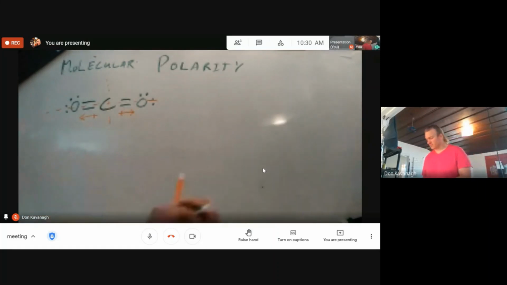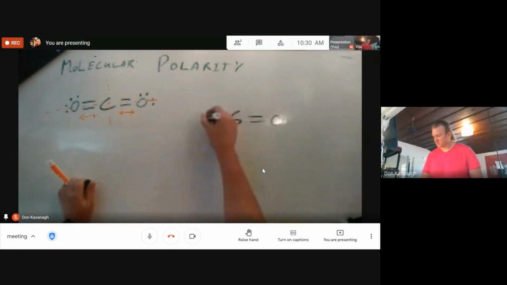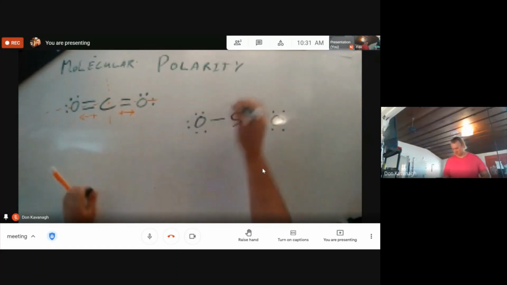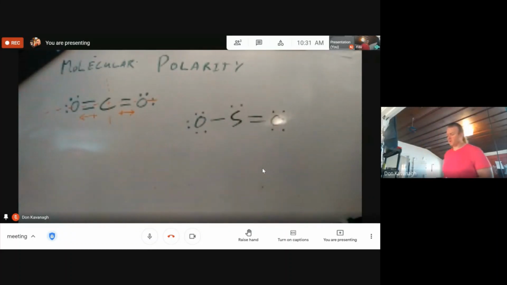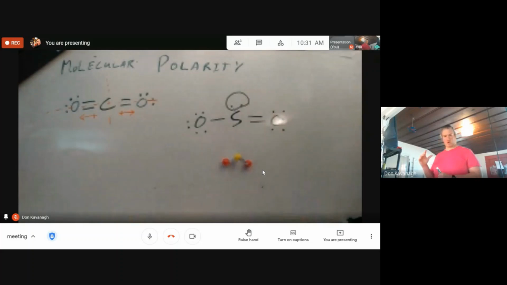So let's consider another example here. SO2. So this molecule here, SO2, in this static two-dimensional image here, it really takes on the structure of a bent molecule here. This lone pair of electrons on the sulfur is determining the structure, the geometry of this molecule.